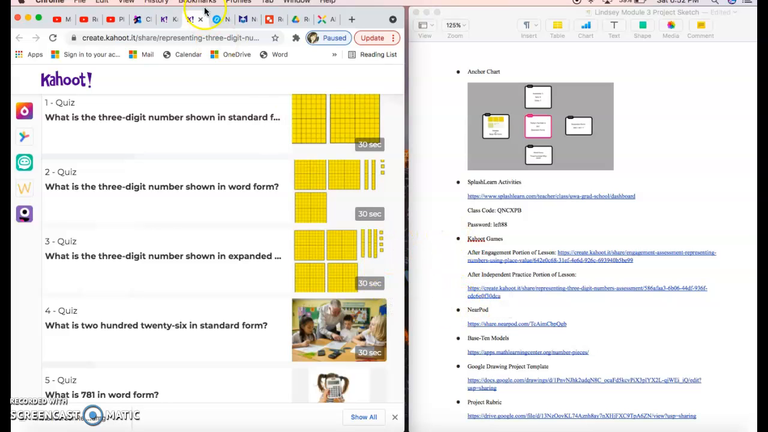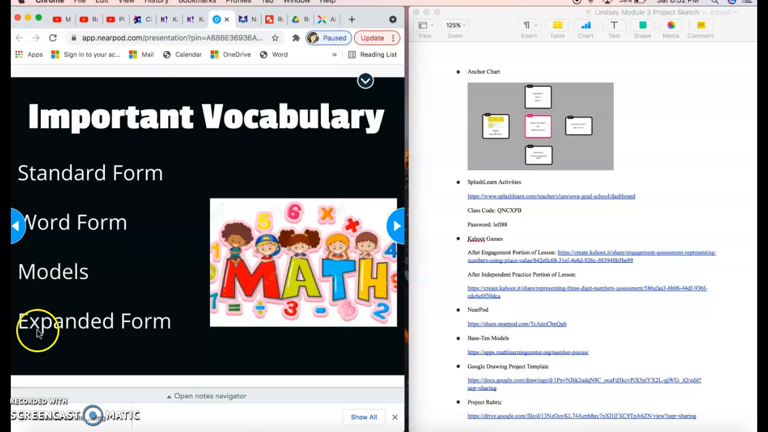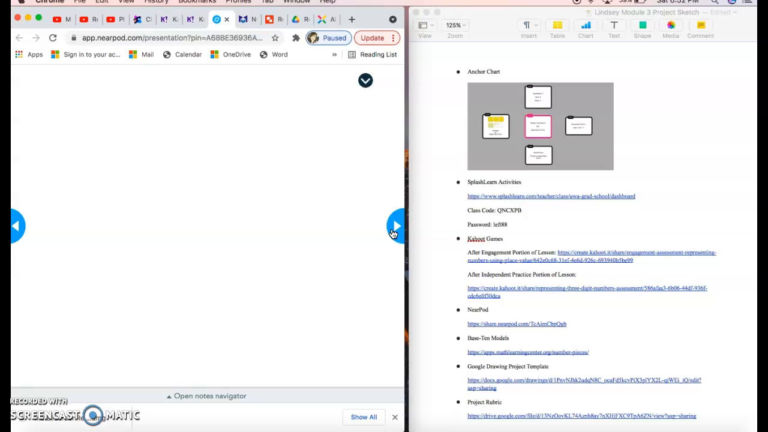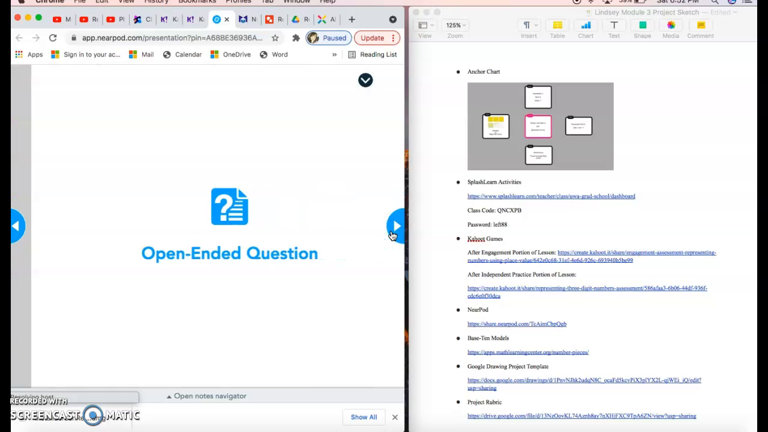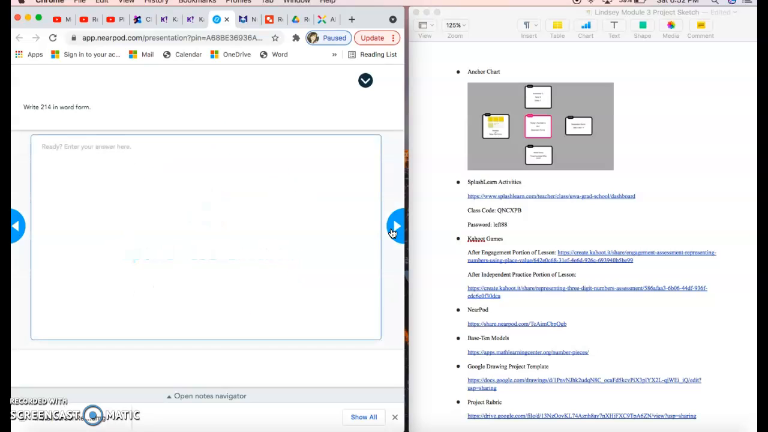The Nearpod presentation that I mentioned, that is the guided portion of the lesson where there are opportunities for them to practice throughout the presentation. I started out with some important vocabulary words, and then I wanted to show you some examples of the questions that I have put in the presentation. So this is interactive. They cannot go on to the next slide without me moving the slide on my presentation.